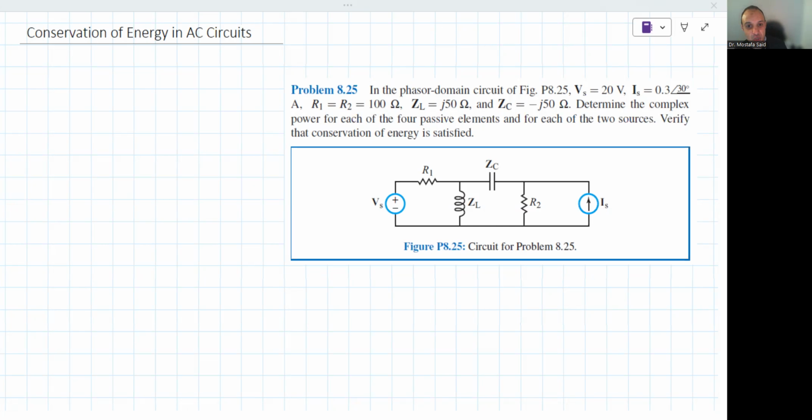Hello guys, in this video I'm going to show you an example of how to apply the law of conservation of energy in AC circuits. Basically, this law says that whatever energy you produce from your sources will be consumed in your elements. In AC sources it's a little bit different, but with the same concept, because we have two kinds of energies.